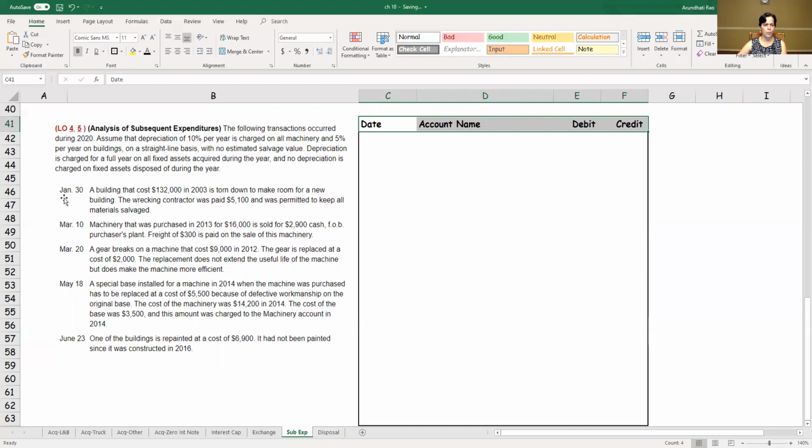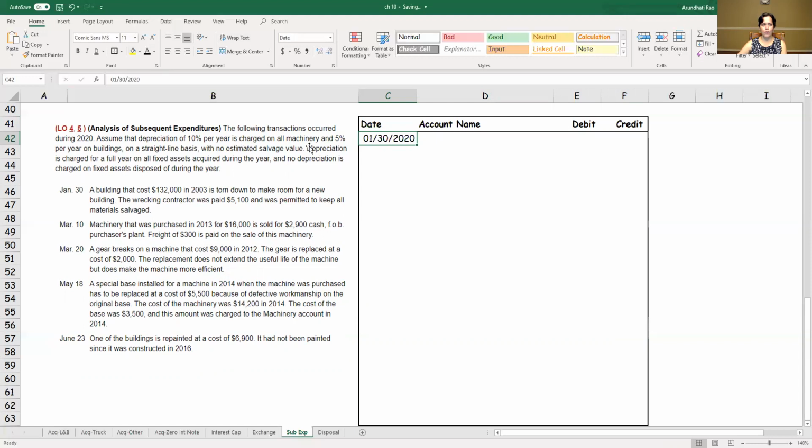Let's start with this. The first one is on Jan 30th, a building that cost $132,000 in 2003 is torn down to make room for a new building. The wrecking contractor was paid $5,100 and was permitted to keep all the materials salvaged. So I have a building that cost $132,000. I have paid $5,100 to get this job done. Okay, so this is on January 30th. The question is, how much is the accumulated depreciation? Do I know that? Yes, I can figure that out.